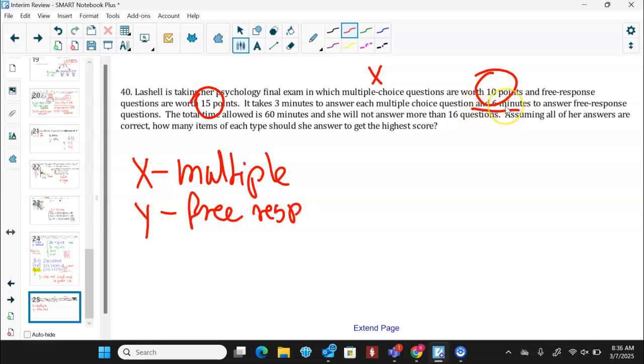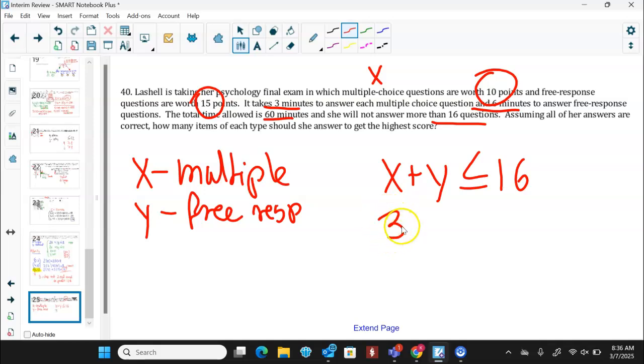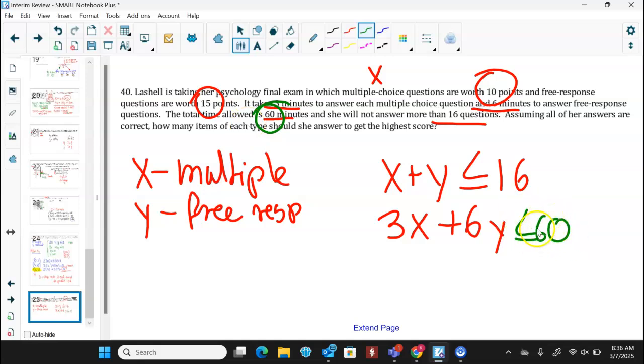And so you've got 6 minutes, 3 minutes, 60 minutes. And then it says that she will not answer more than 16 questions. Okay. So we're going to start with multiple choice and free response. She cannot answer more than 16 questions. The next one is going to have to do with minutes. So 3 minutes was for multiple choice, which represents our X, and 6 minutes was for free response, which represents our Y. And the total amount of minutes was 60. So this is all minutes.